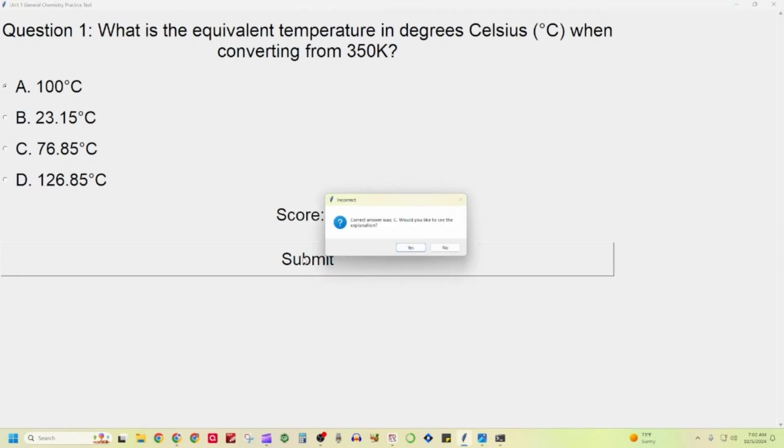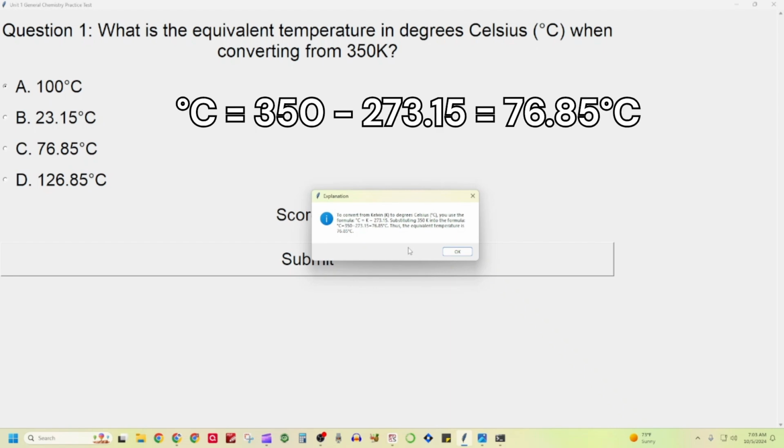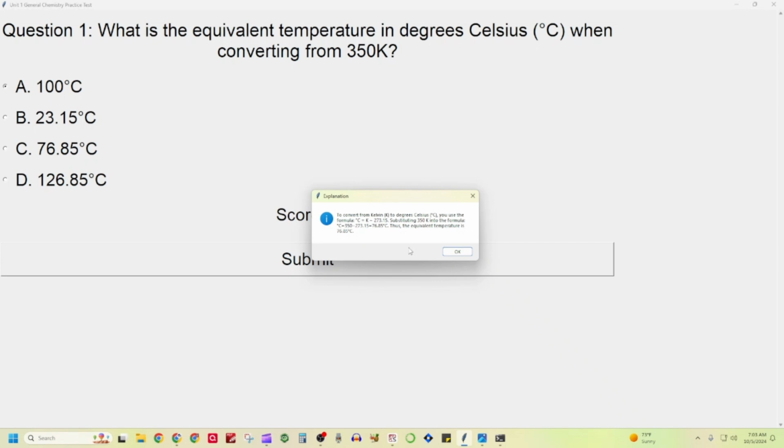You submit. The correct answer was indeed C. Would you like to see the explanation? We want to click yes. To convert from Kelvin to Celsius, you use the formula degrees C equals K minus 273.15. Substituting 350 Kelvin into the formula, we have 350 minus 273.15 equals 76.85. Thus, the equivalent temperature is 76.85 degrees Celsius, which is C.